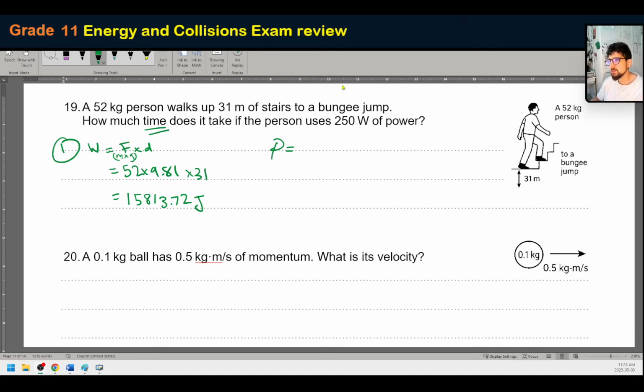Okay, so power is equal to work over time. We've just worked out the work, and we know the power is 250. So we've got that, and now we've got this. So we need to work out the time. Let's just rearrange it. Time is equivalent to work over power. Okay. So it's going to take 63 seconds.